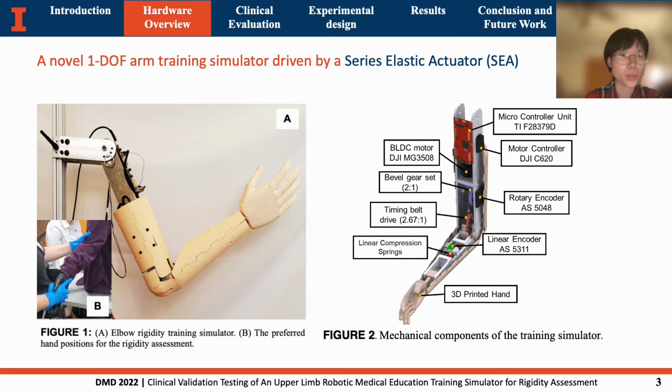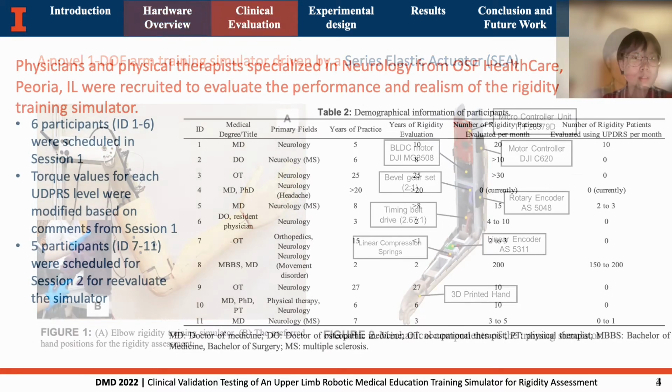In this study, we present an overview of a novel 1 degree of freedom arm training simulator for rigidity assessment and its clinical validation results. The simulator was driven by a series elastic actuator, and it replicates UPDRS level from 0 to 3. Figure 1b here shows the preferred position of performing rigidity assessment, that the clinician holds the hand of the simulator using one hand and places the other hand to support the elbow.